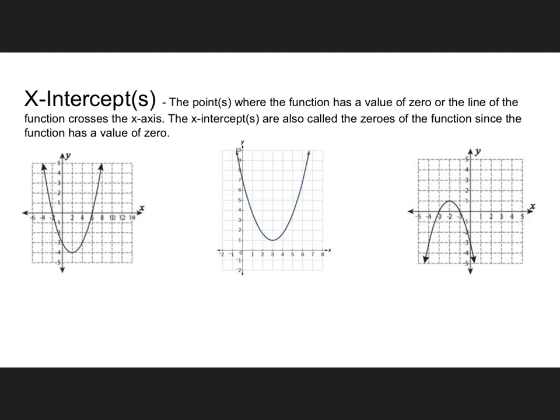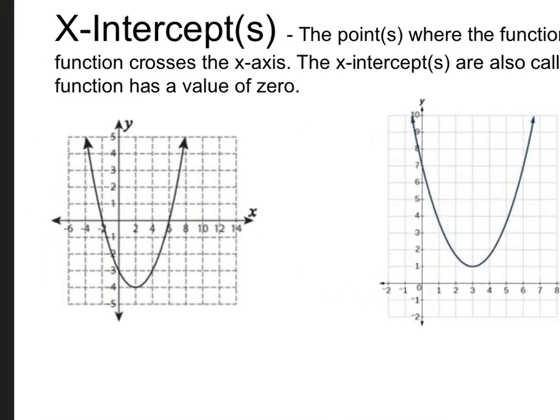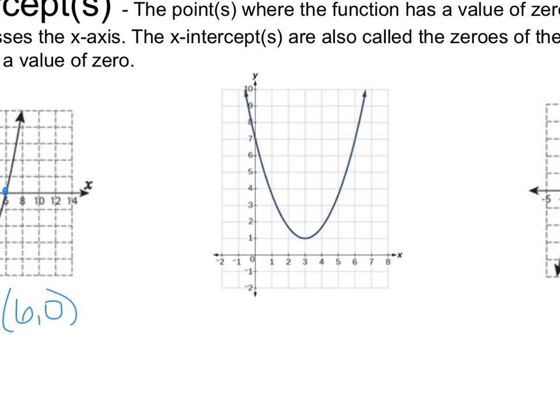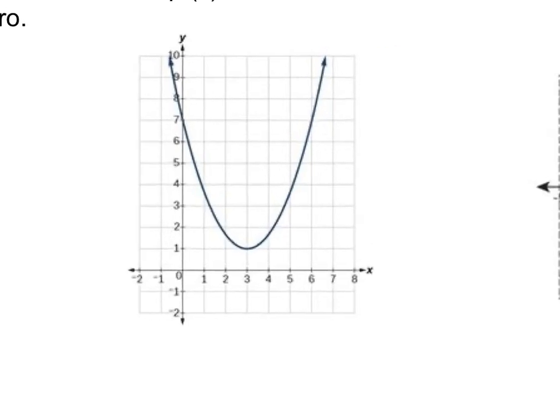Okay, so for our first graph here, we have 2 places where the parabola crosses the x-axis. So this particular function has 2 zeros. So we have one that's going to be at -2, 0, and another that's going to be at 6, 0. So that one has 2. This one in the middle doesn't have any zeros. You can see here that the graph stops above the x-axis and it opens upward, so it never actually crosses. So this one has no zeros.